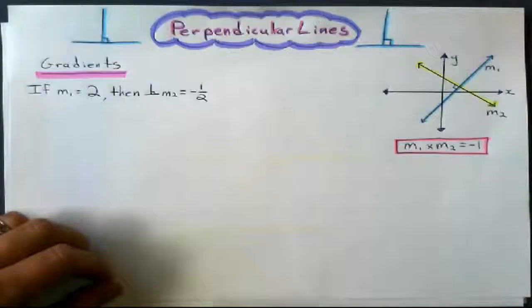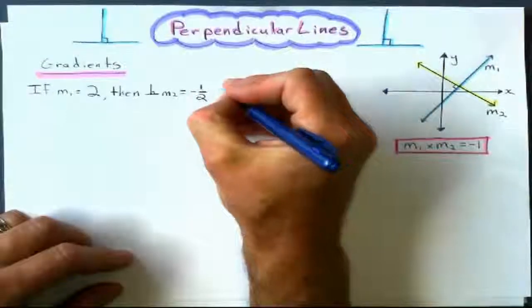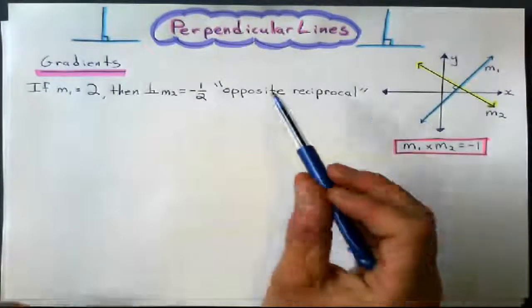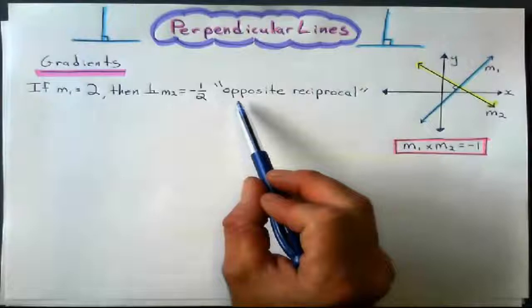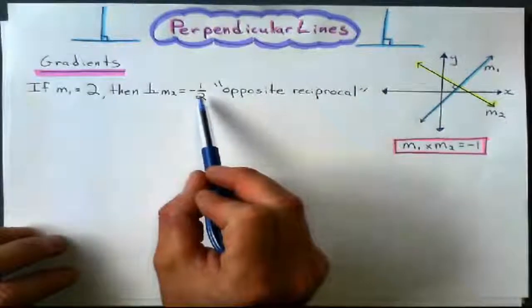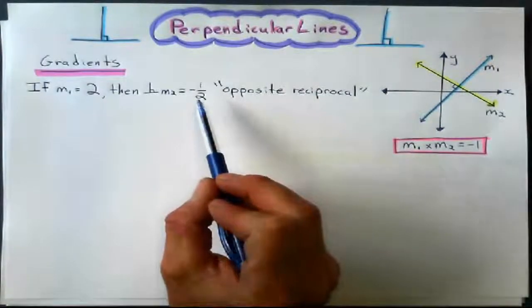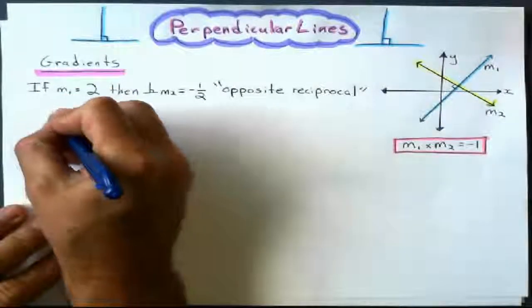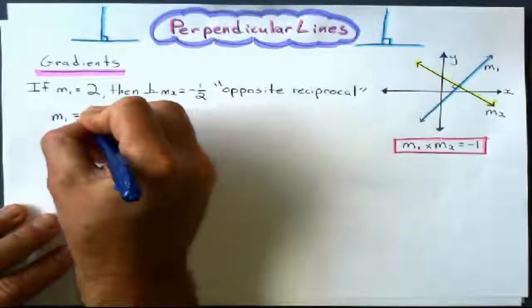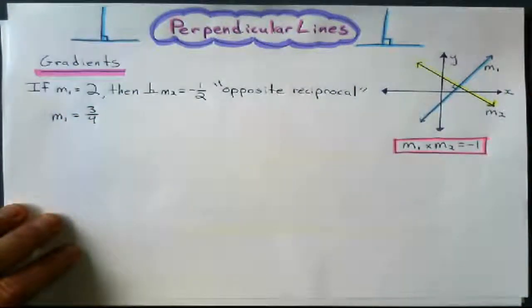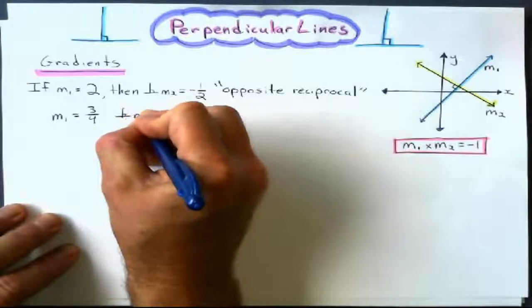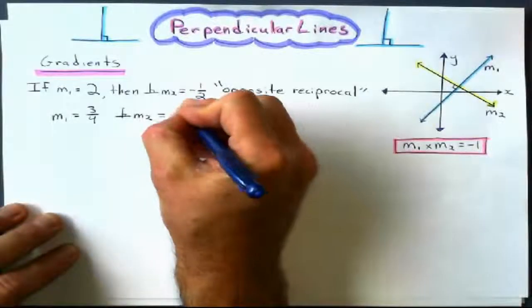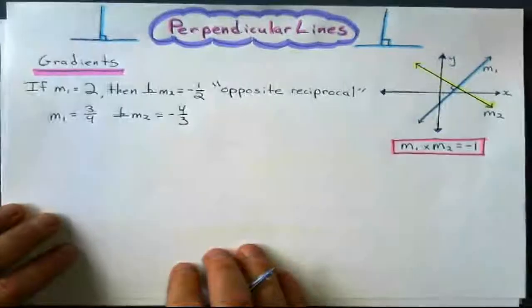So what I call this term is the opposite reciprocal. Opposite meaning the other sign, and reciprocal meaning what it multiplies with to get 1. So flip it upside down, whatever you want to say. If I've got a gradient equal to 3/4, then the perpendicular gradient is going to be the opposite reciprocal, so it's going to be -4/3.